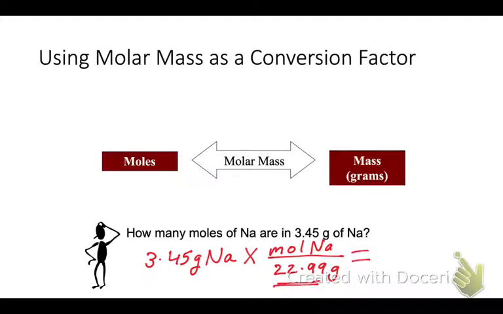So now when you do the math, you enter all these numbers into your calculator, and the answer will be, remember you have to have 3 sig figs, 0.150 mole, because this measurement has 3 sig figs, which will determine how many significant figures I can have.